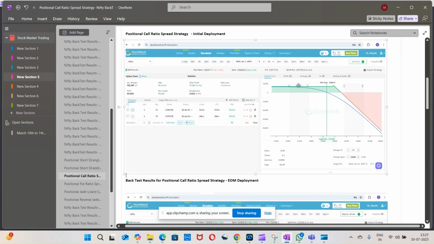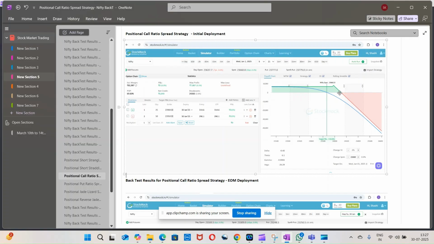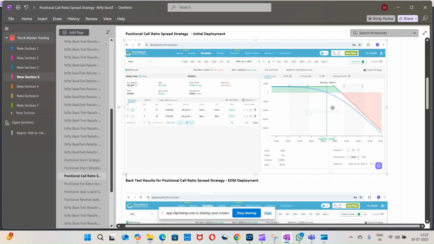The good thing here is you get almost one standard deviation in the opposite direction also. The market is at 23,660, but even if the market goes till 24,265, you will still be in profit. That's the beauty of this particular strategy: if the market goes in your direction, you definitely make profit. If the market stays at the same spot, you make profit.